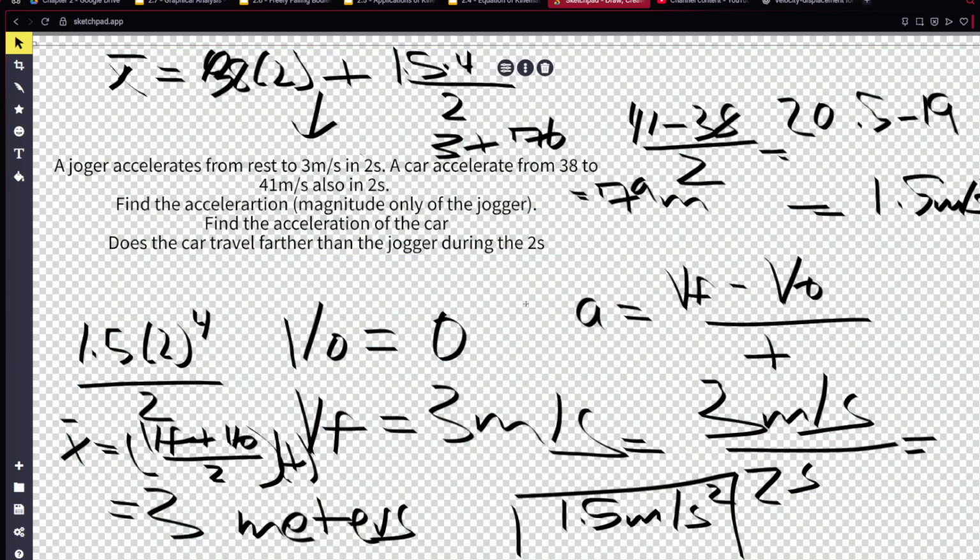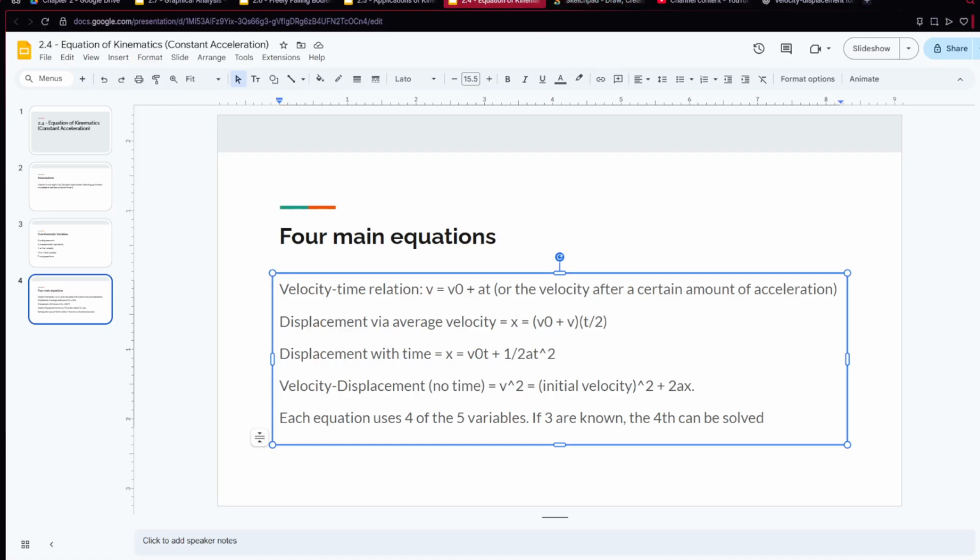So yeah, I haven't even done this homework, but I guess I'll do it later. And that's 2.4, equations of kinematics. That was a long one.